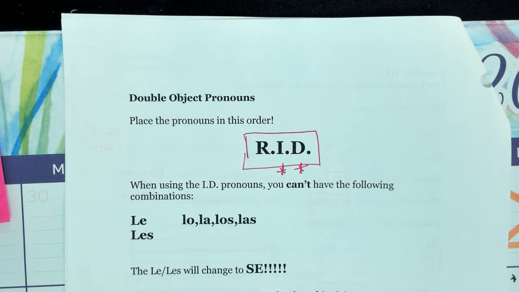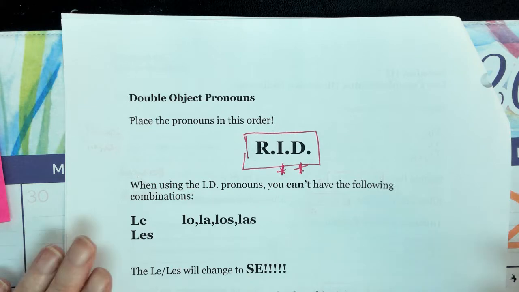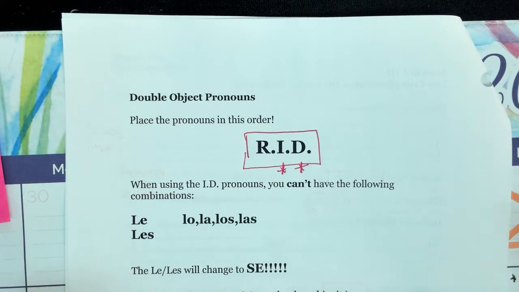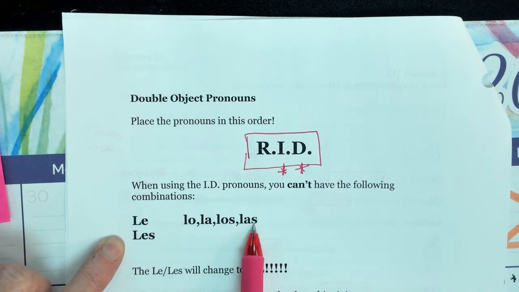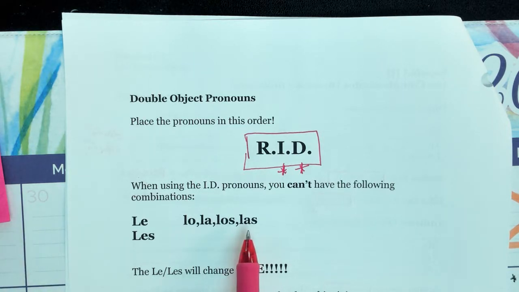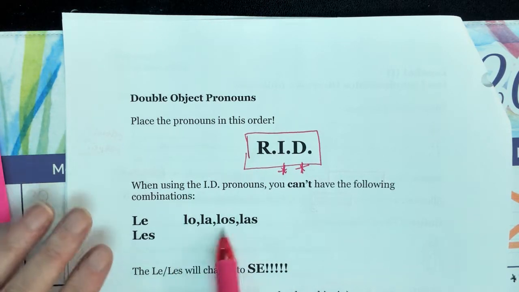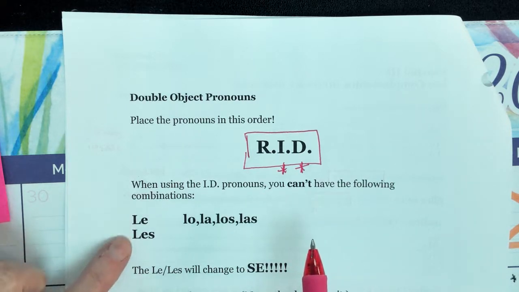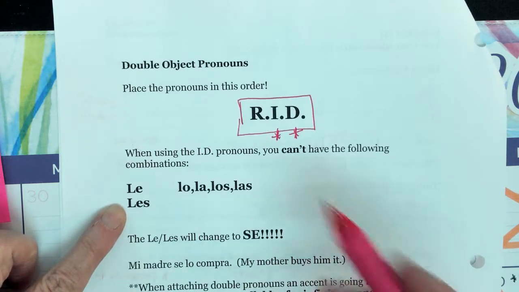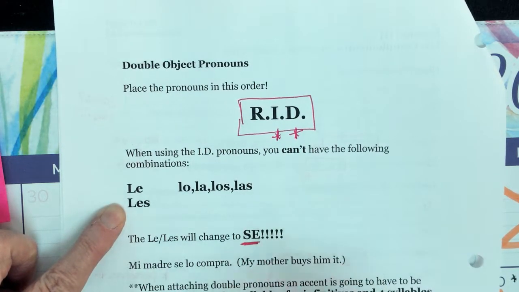So, when we have a combination of an indirect with a direct, that is a combination of a le, les with a lo, la, los, and las, okay? They don't like the sound. So, le lo, le la, les los, les las, whatever that combination may be. They don't like the double L's, okay? So, if you remember, the le and the les are going to change to se.